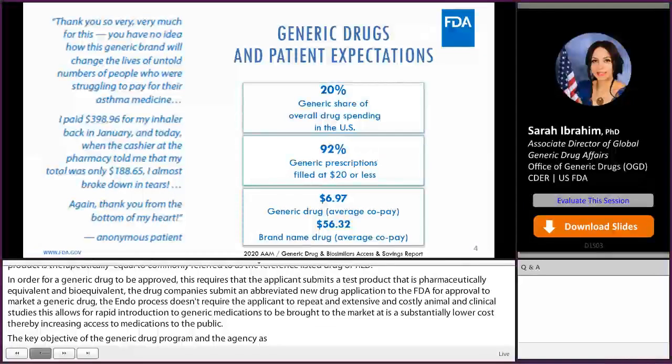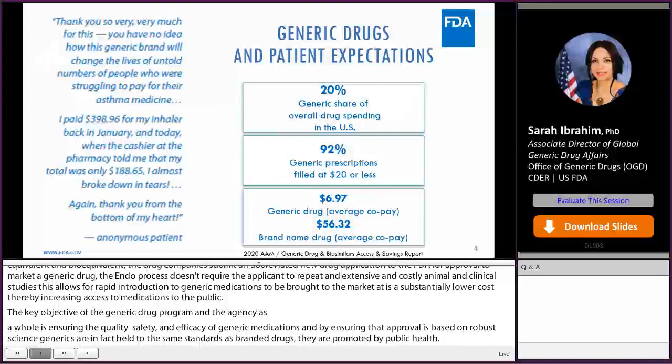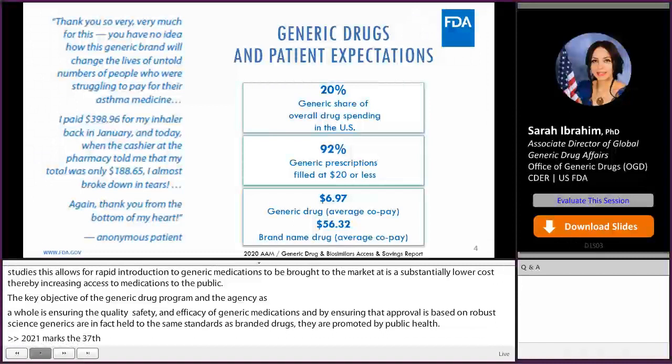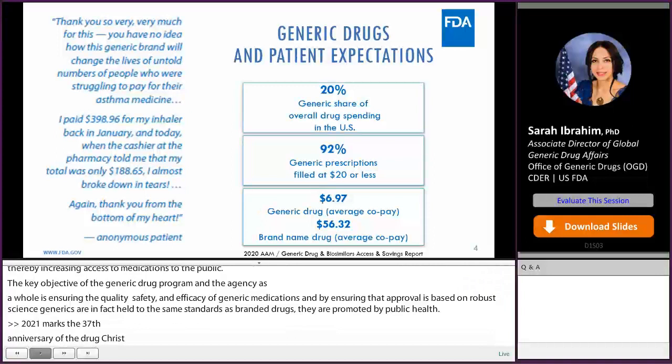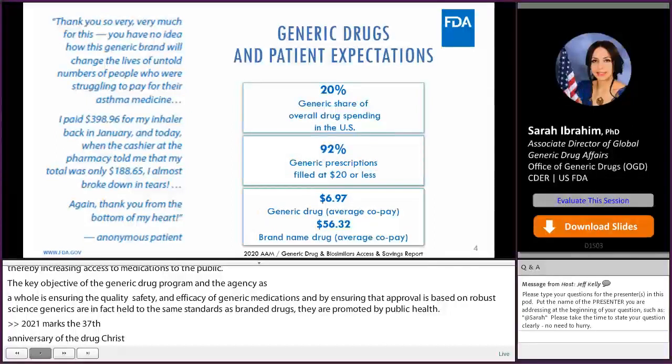2021 marks the 37th anniversary of the Drug Price Competition and Patent Term Restoration Act of 1984, also known as the Hatch-Waxman Amendments. These amendments established the modern-day approval pathway for generic drugs. When the Hatch-Waxman Amendments were enacted, generic drugs accounted for only 19% of all prescription drugs dispensed in the United States. Due to FDA's actions and policies advanced under the Hatch-Waxman Amendments, along with the Generic Drug User Fee Amendments, or GDUFA, today almost 90% of prescriptions filled in the United States are generic drugs.